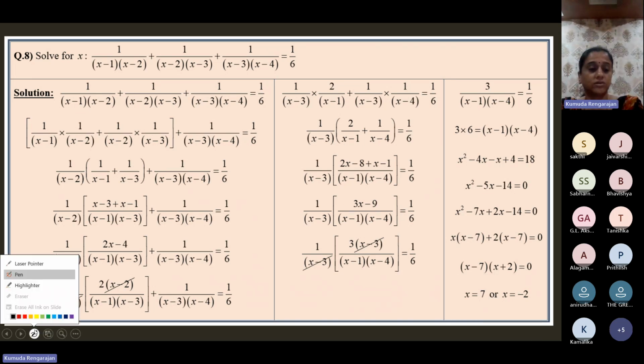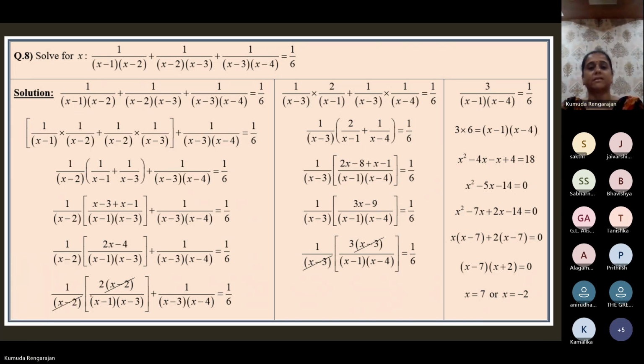Look at this one. So here what we do is, in this question, see there is 1, 2, 3. There are three terms on the left-hand side and one term on the right-hand side. See here, 1, 2, 3. All the terms are connected by the plus sign.